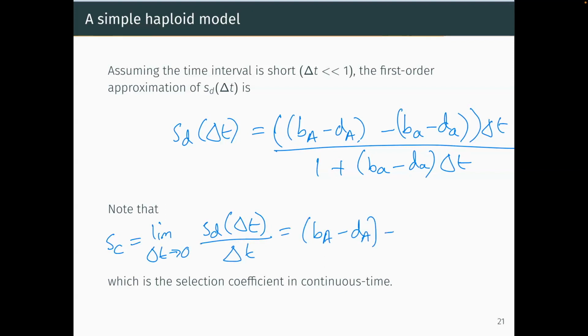Okay, so we have b sub capital A minus d sub capital A minus brackets b sub little a minus d sub little a. Okay, so we've got rid of this delta t here. As this delta t goes to 0, we're just going to have 1 on the denominator. So we just end up with this term here in brackets. Okay, we just end up with this here. It's nice and simple. We've got rid of all of our time dependence. It's our selection coefficient in continuous time now.